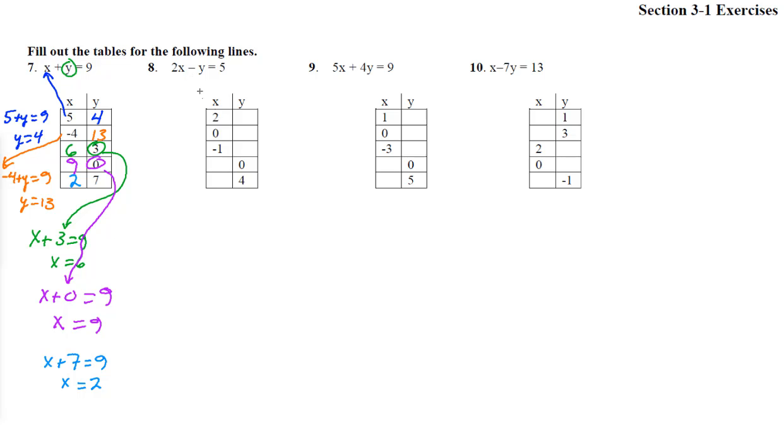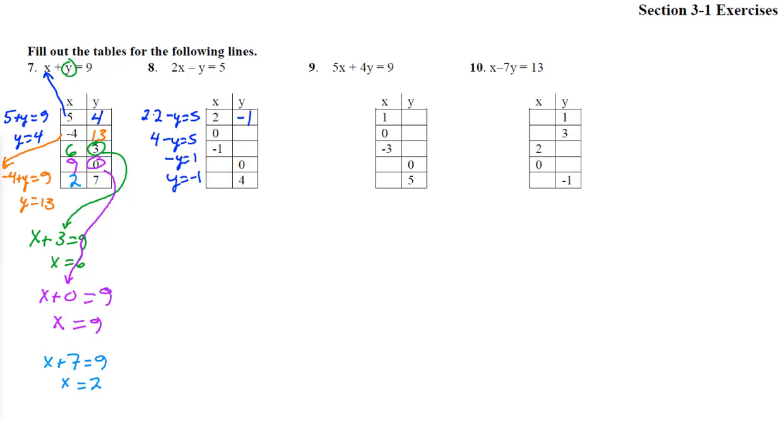So we're sticking 2 in for x. So we get 2 times 2 minus y equals 5. It's 4 minus y equals 5. Subtract 4 and we get minus y equals 1. Divide by negative 1, we get y equals negative 1.